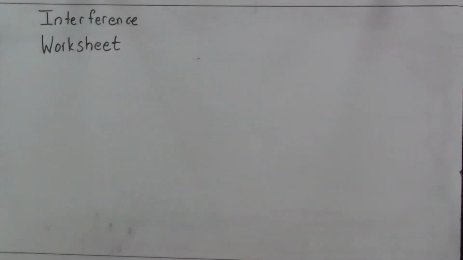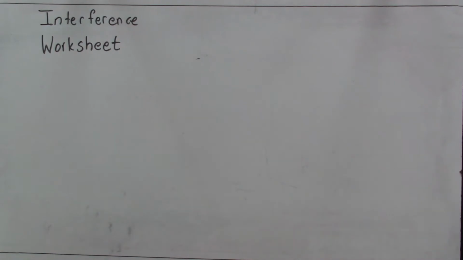All right, let's get started with the interference worksheet. On the front it has 3 columns. Each column has 2 wave pulses that are coming at each other. Let me go through and show you what I think these look like right now.